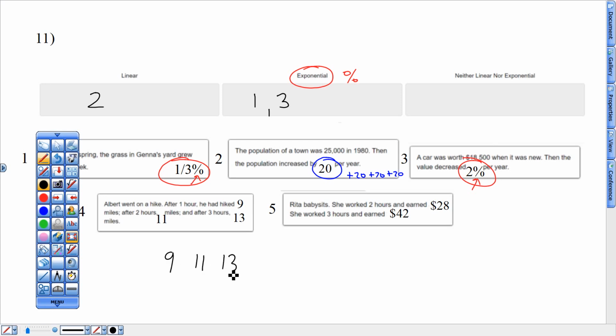Let's see this pattern. Looks like I'm going up by 2, going up by 2. Yep, that's going to be a straight line. That's going to be number 4, linear.